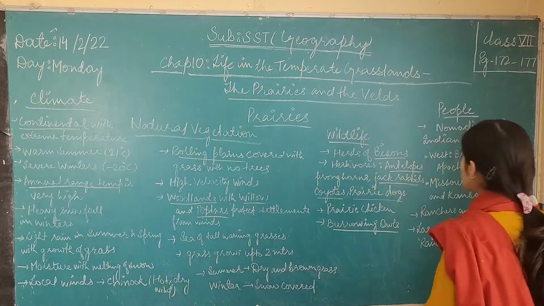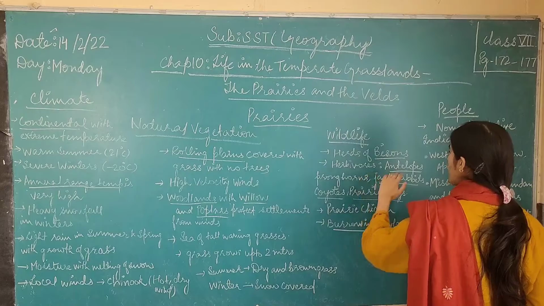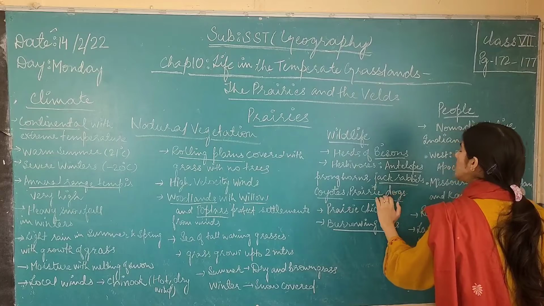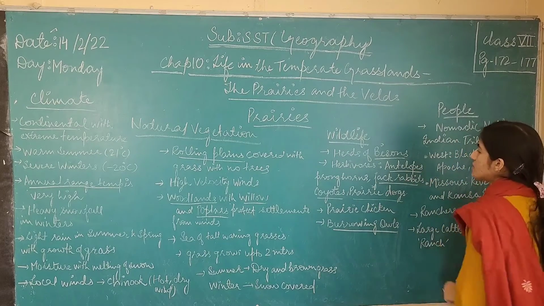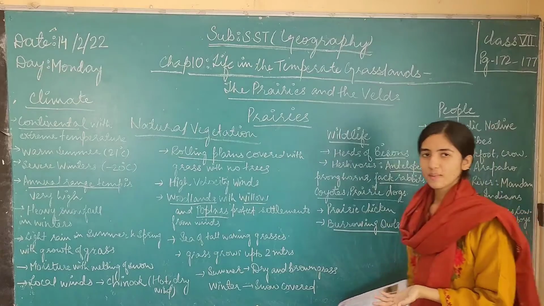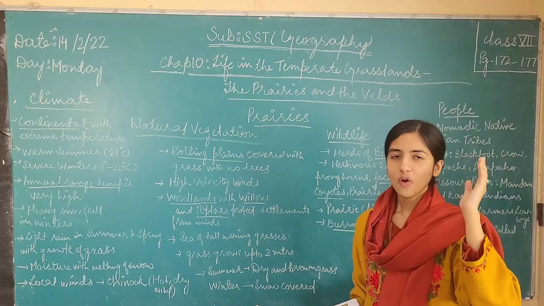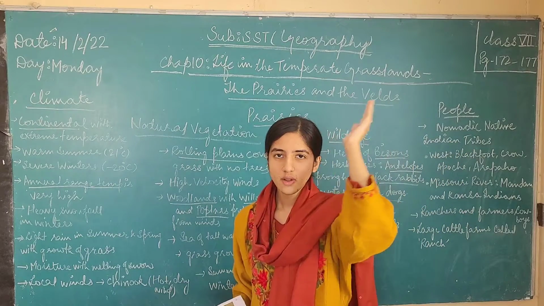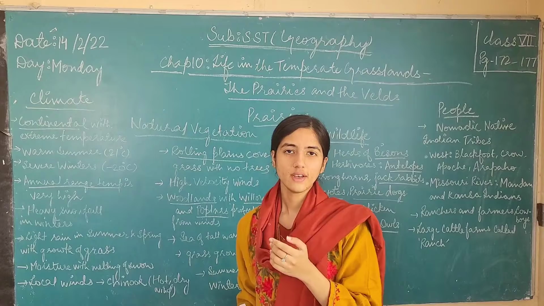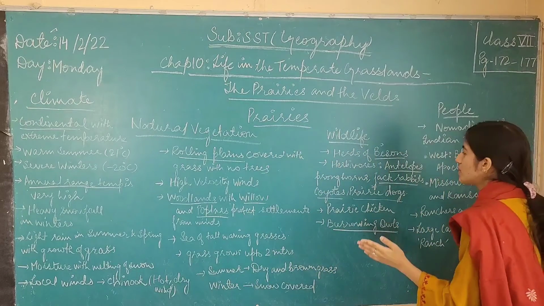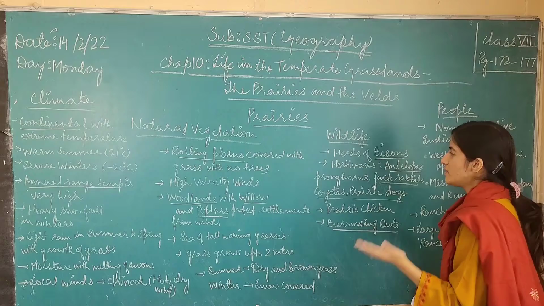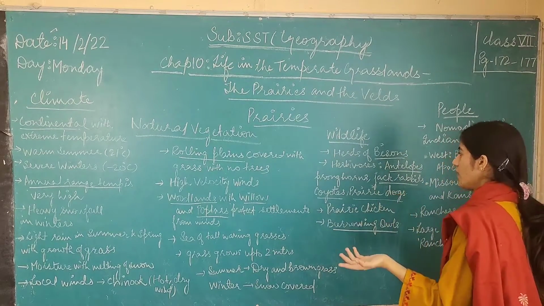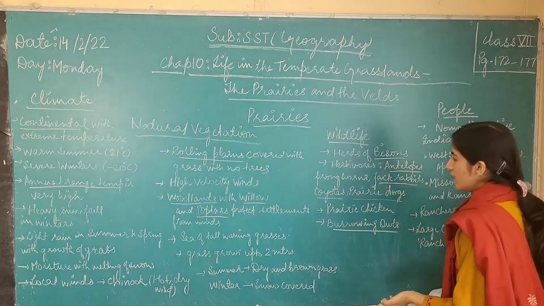Then another type of animal which is found is the herbivores. The herbivores that are found in prairies are the antelopes, pronghorns, jackrabbits, coyotes, and prairie dogs. So let us see the first one, antelopes. Antelopes are deer-like animals, but they have branched horns. The horns are not like one straight single horn, rather they are branched like a tree. That is the difference between deer and antelopes, because deer have straight single horns, whereas antelopes have branched horns.